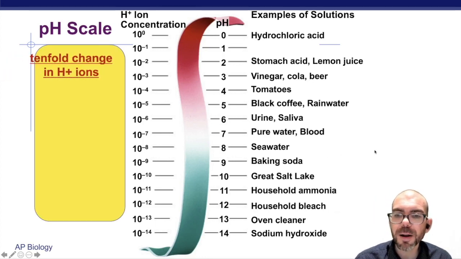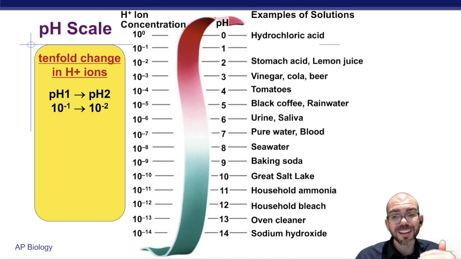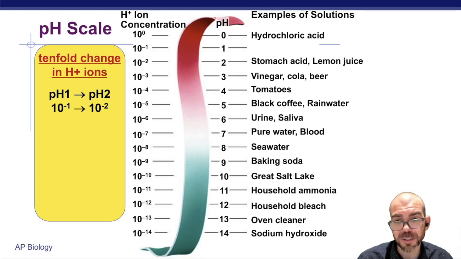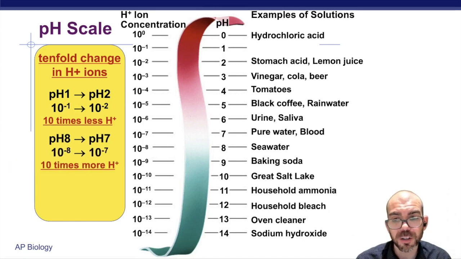The big thing we care about with the pH scale is you want to know it's a 10-fold change between each pH. For example, if I was to move from a pH of 1 to a pH of 2, that's going to be a change of 10 times less hydrogen ions. If I were to go from 8 to 7, again, a 10-fold change. This time, since I'm becoming more acidic, I'm going to have 10 times more hydrogen ions than I would if I was still at a pH of 8.